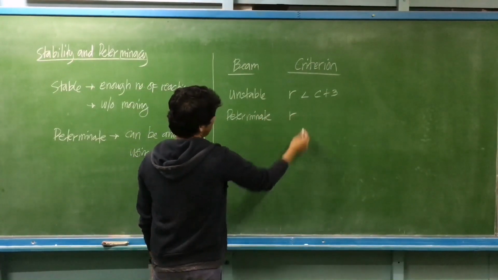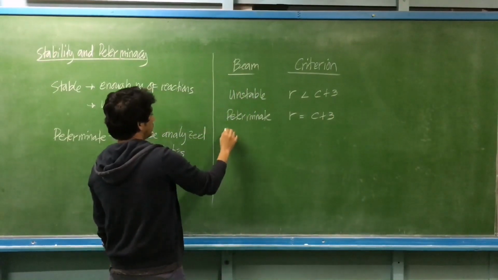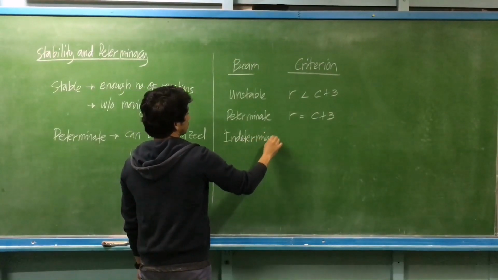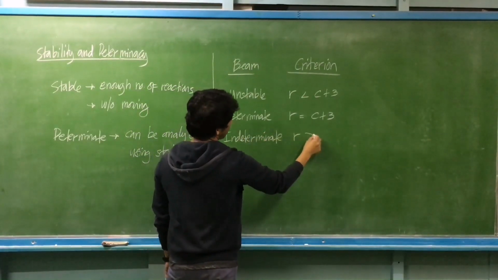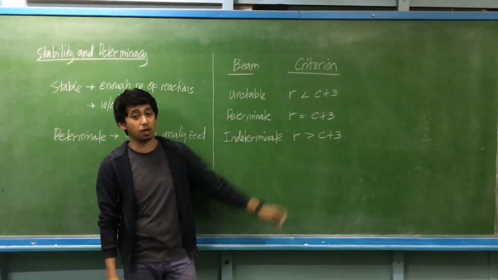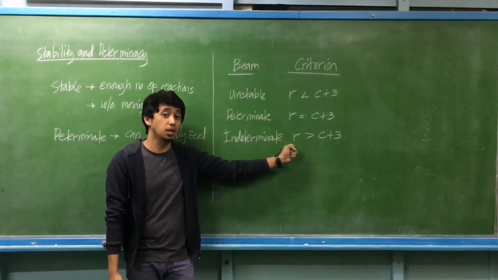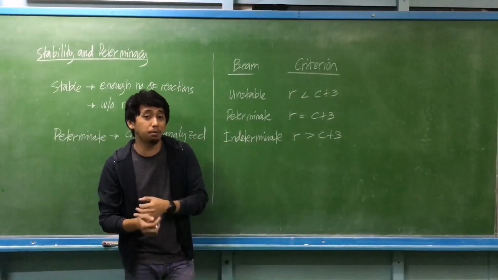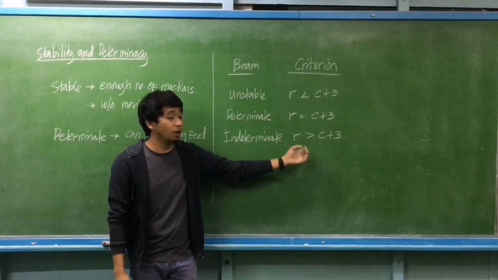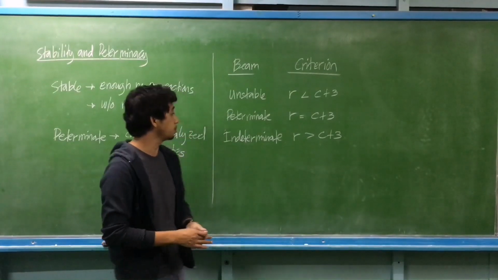A beam is determinate if the number of reactions is equal to C plus 3. Then we have indeterminate if the number of reactions is greater than C plus 3. So usually if you are to do structural analysis of beams, the first thing to do is compute for the support reactions. Now, if the three equations of equilibrium are not enough, you have more than 3 unknowns, which means you are lacking equations. So you need another special equation or special procedure.